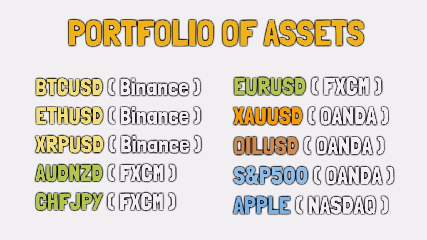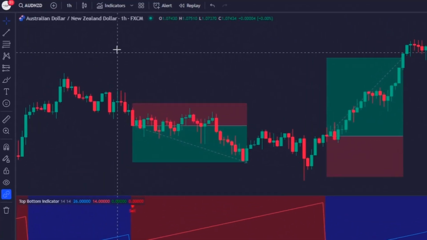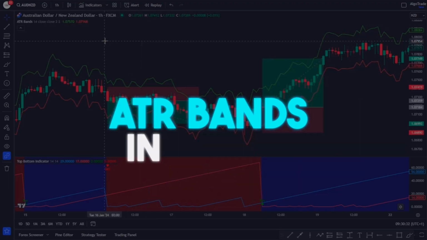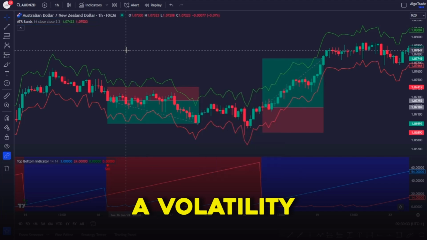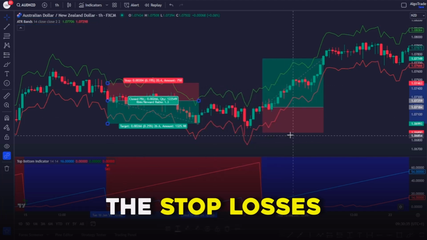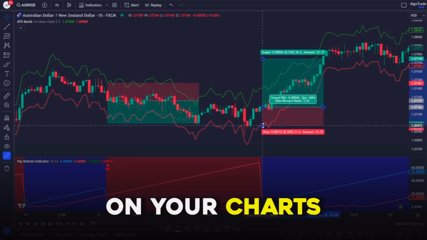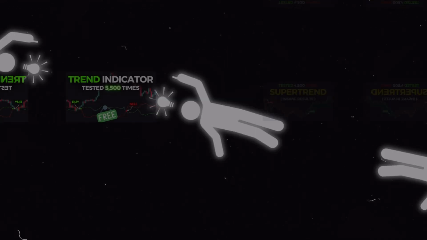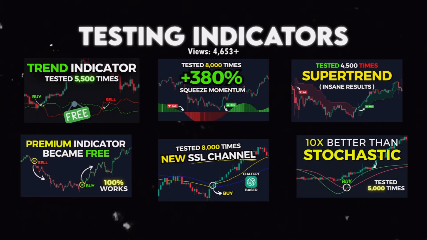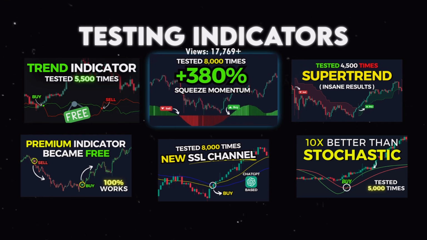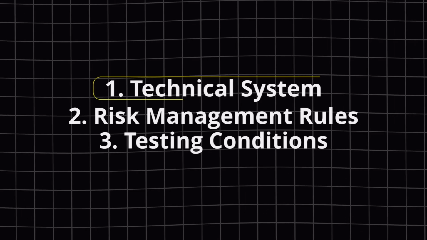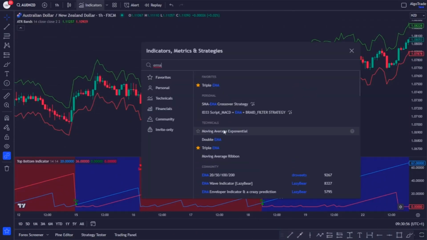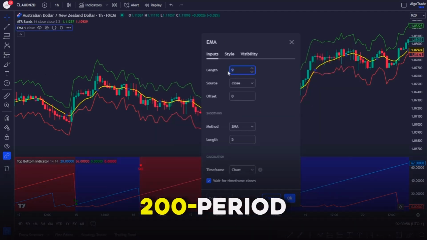and the Apple stock. For the risk management, I will use the same method as in all the other episodes by using the ATR bands indicator, a volatility indicator that places the stop losses directly on your charts according to the market's volatility. To know more about it, you can check the most viewed episode of this series regarding the squeeze momentum oscillator.